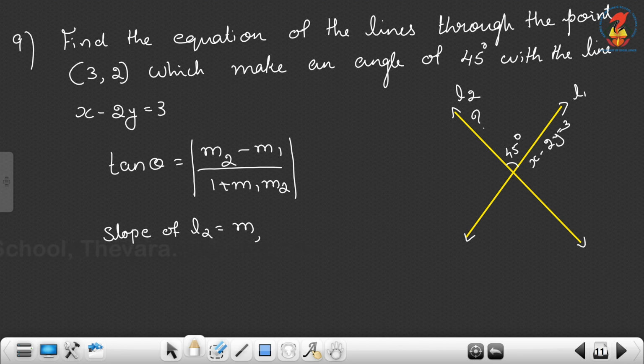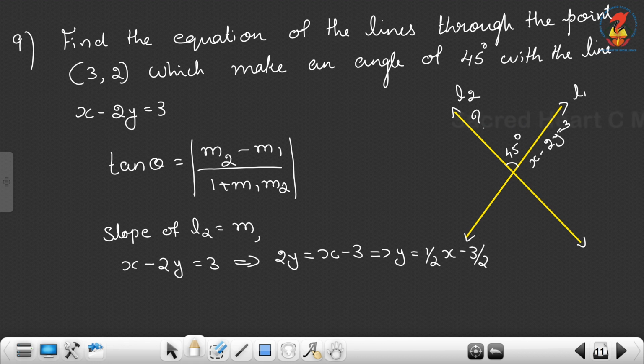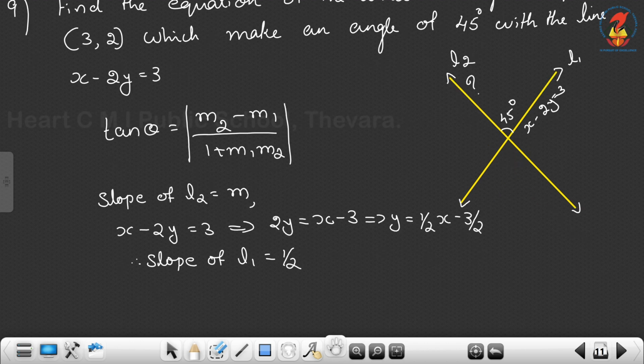x minus 2y is equal to 3. We have to reduce it to the y equals mx plus c form. So 2y is equal to x minus 3, which implies y is equal to 1 by 2 x minus 3 by 2. So the slope is 1 by 2. Therefore, the slope of L1 is 1 by 2. Now we can substitute in that tan theta formula.